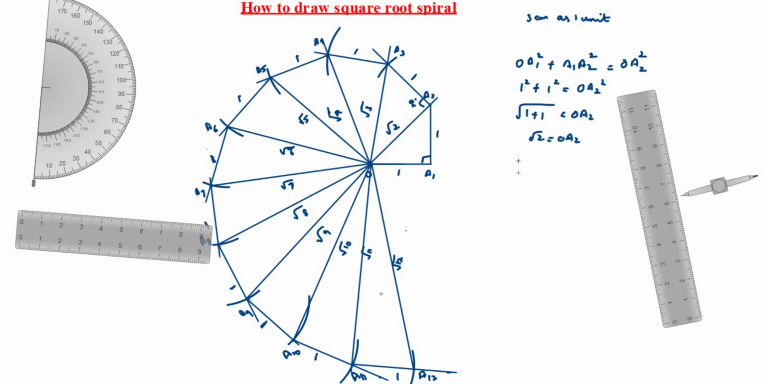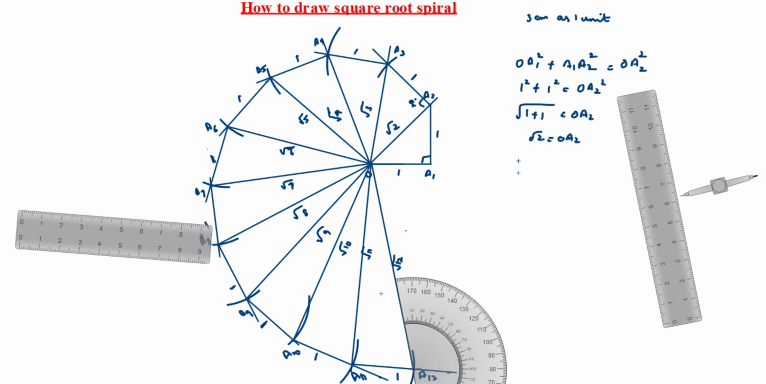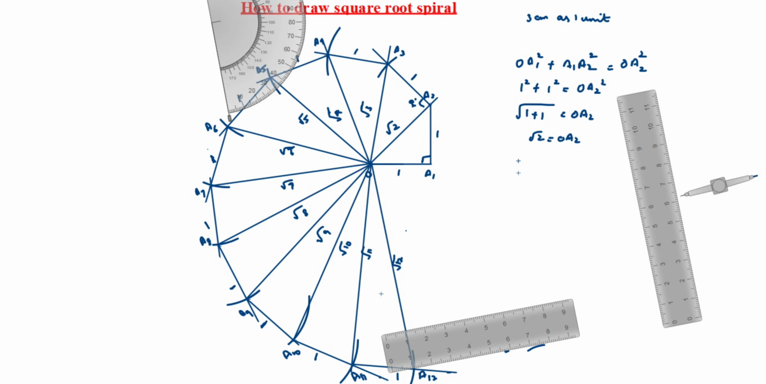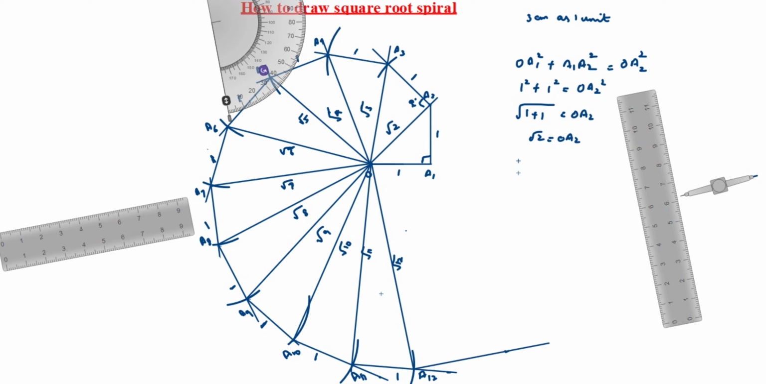Take the protector and keep the protector OA12 as baseline and mark the point perpendicular, that is 90 degree at A12. Using scale to join the point. Now take compass and keep compass tip at A12 and reduce to 3 cm and draw an arc. Using scale to join the points. Now write the naming A13. This is root 13. Next we will draw root 14.